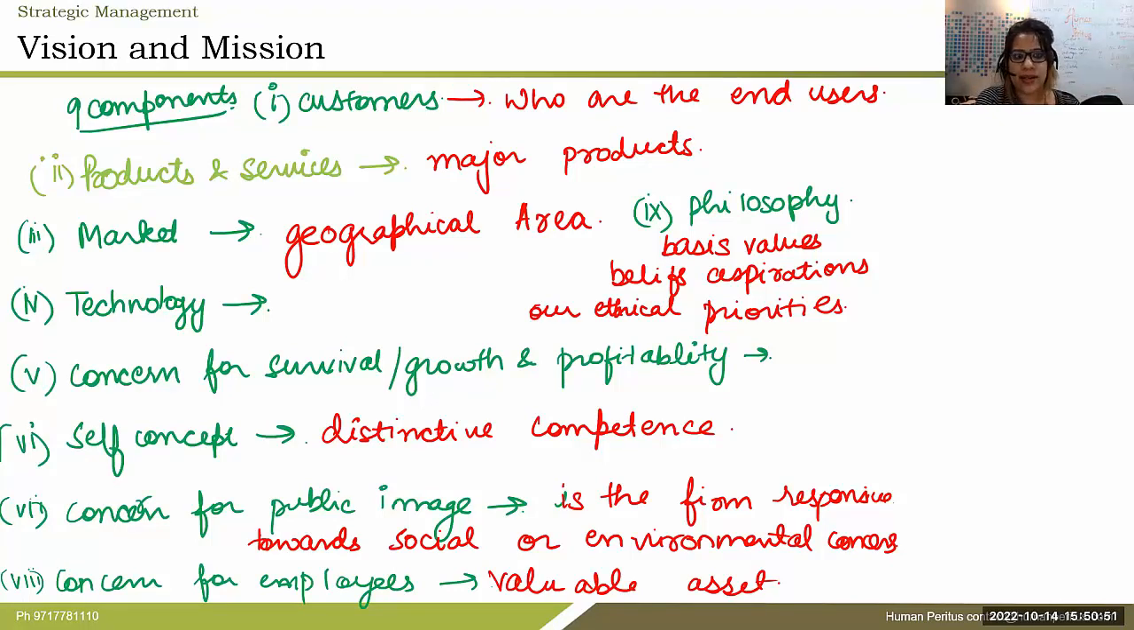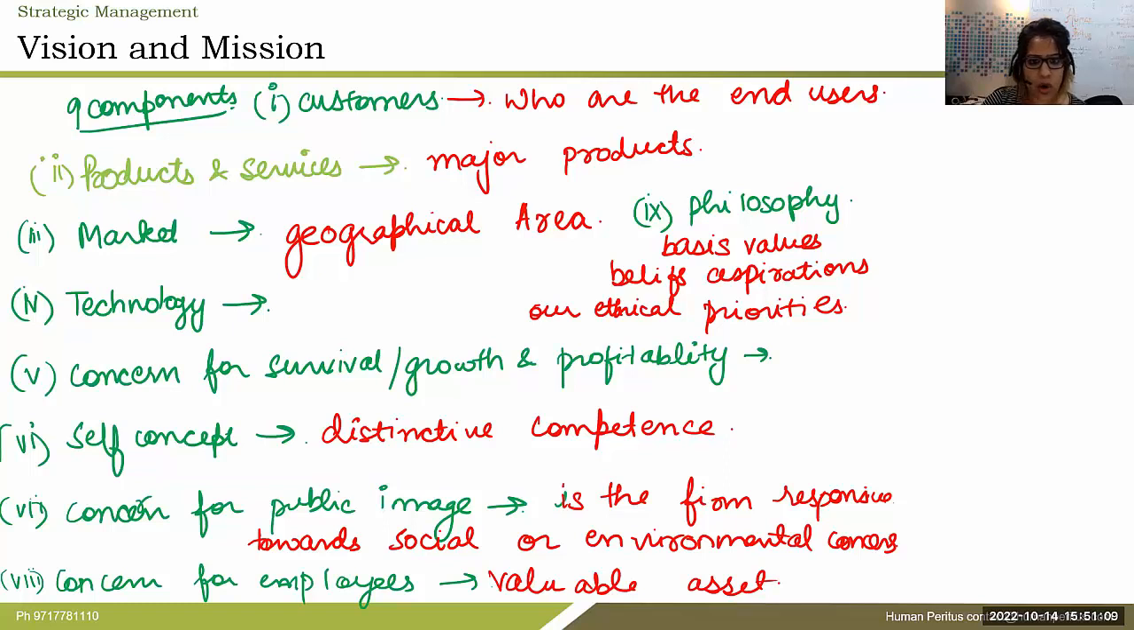You can write your answer like this: a mission statement can be considered a total fit if it includes these 9 components. More than enough for you to understand, right? So we have understood what are the 9 components of the mission and vision.